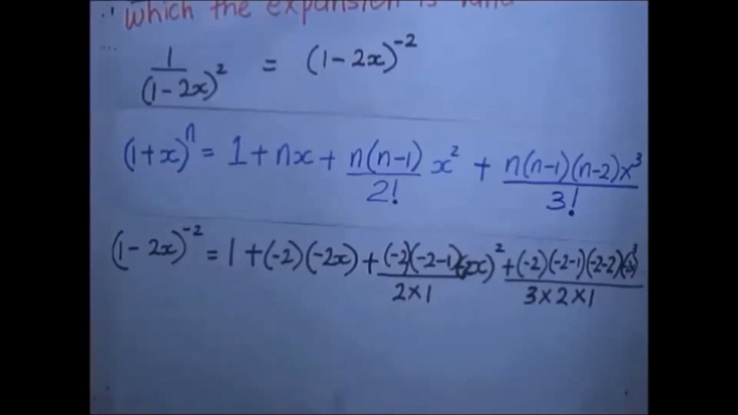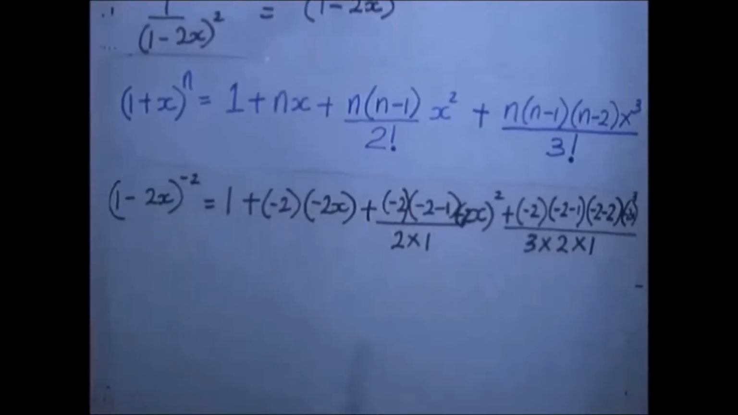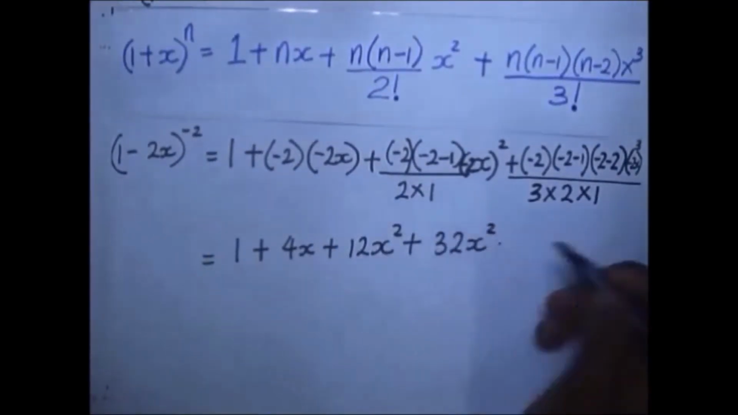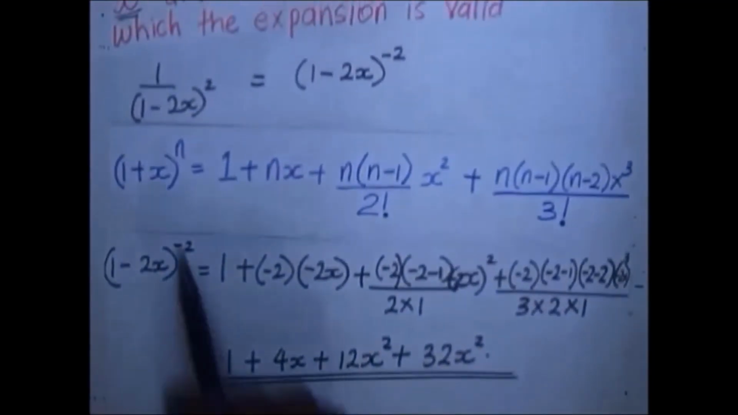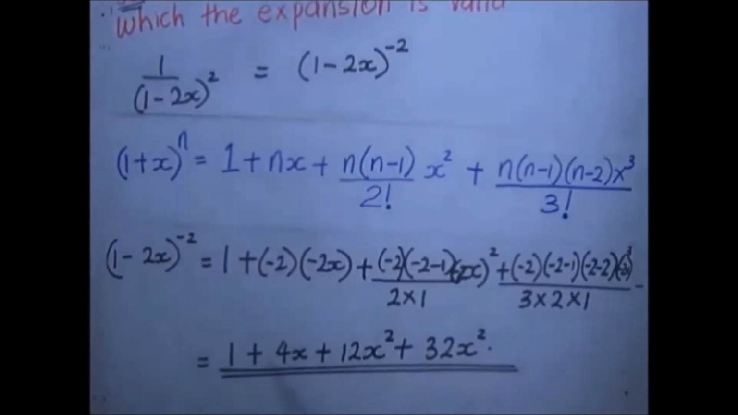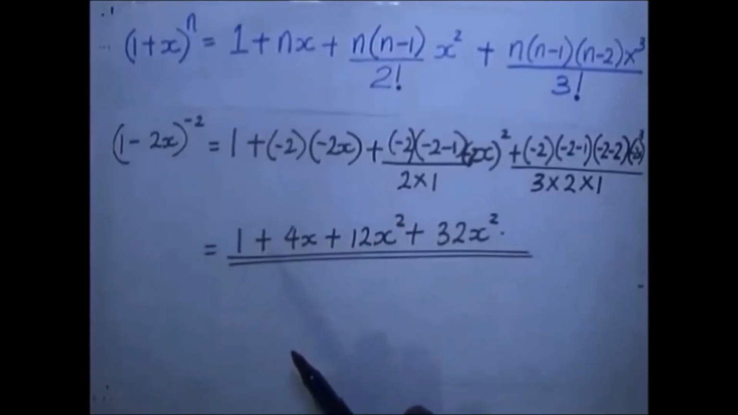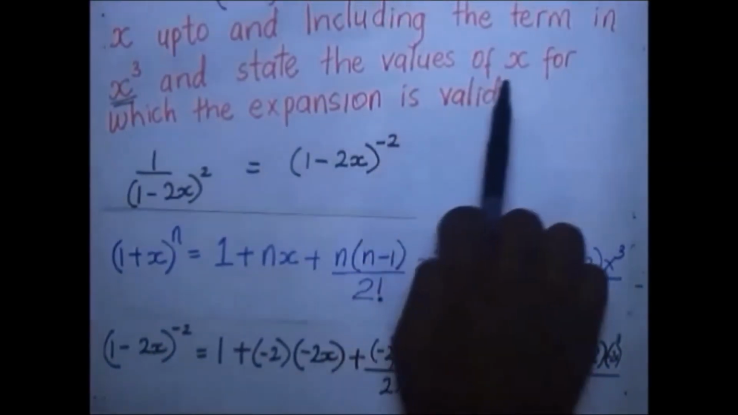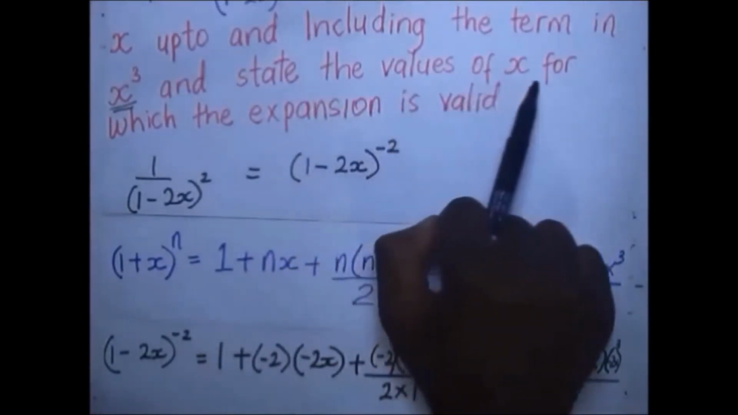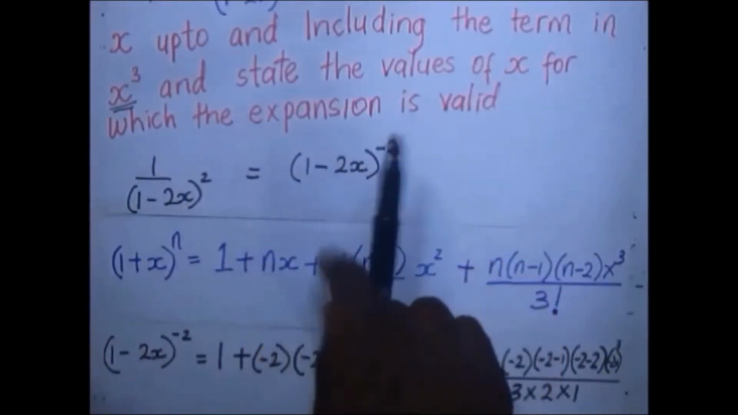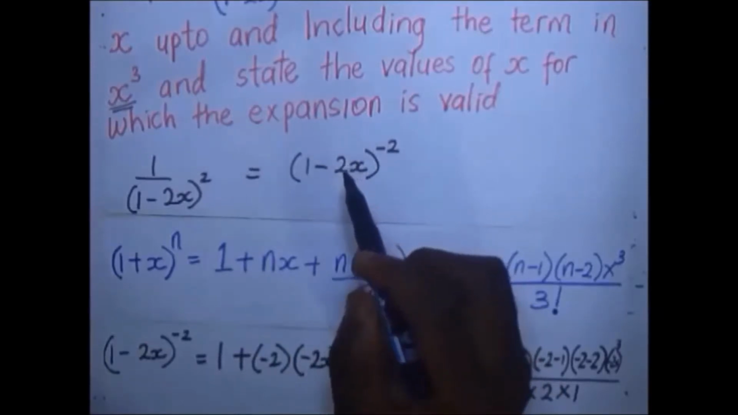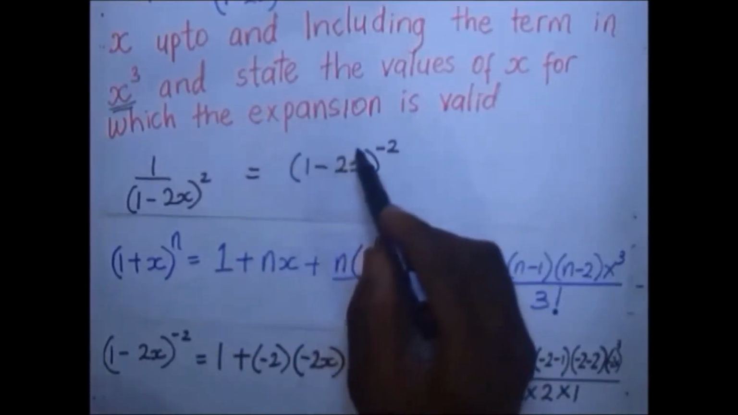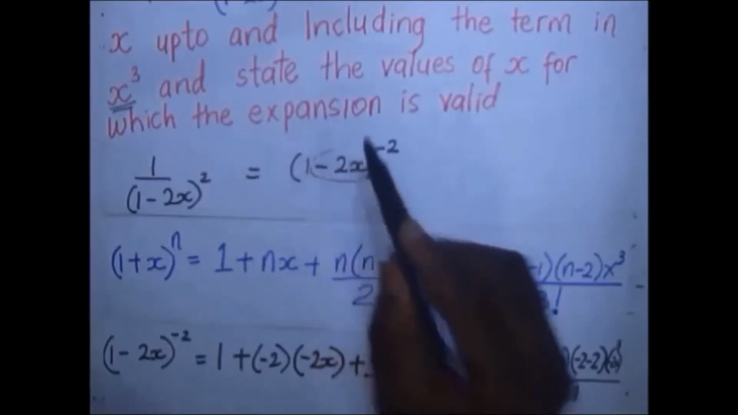So after substituting like that, the binomial expression for that is this, and we have found the answer. Now we are being asked to find, the question says, find and state the values of x for which the expansion is valid. Now the values of x for which the expansion is valid, what do we have in that place? We have a negative 2x here in the value of x.